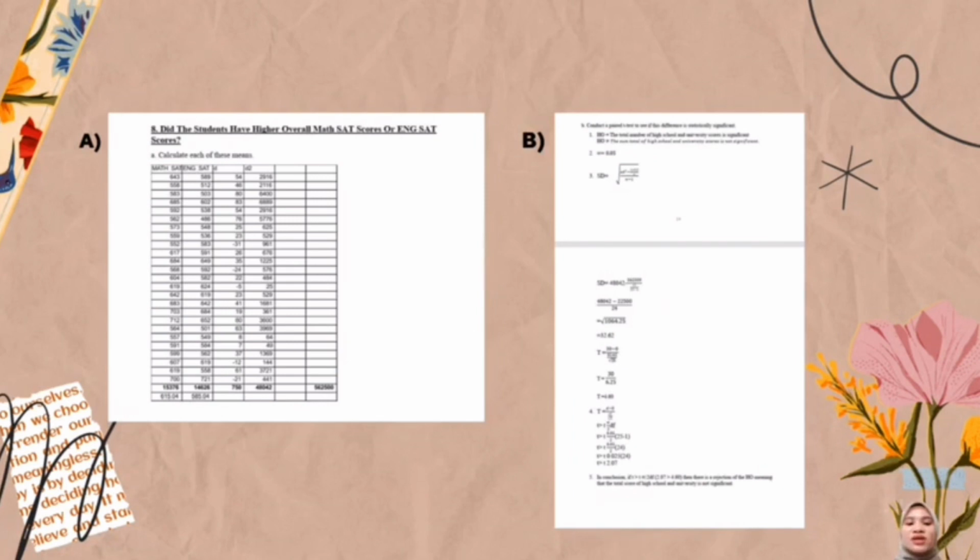In conclusion, if t is bigger than t alpha divided by 2 at the degrees of freedom, or 2.07 bigger than 4.60, then there is a rejection of the H0, meaning that the total score of high school and university is not significant.